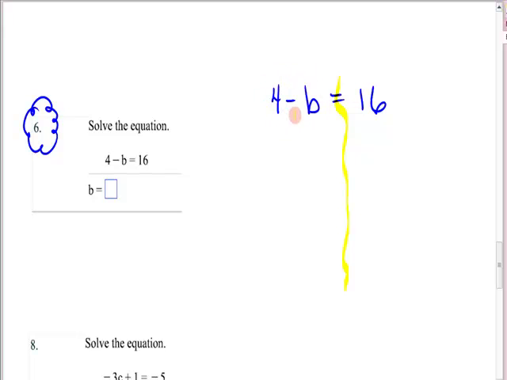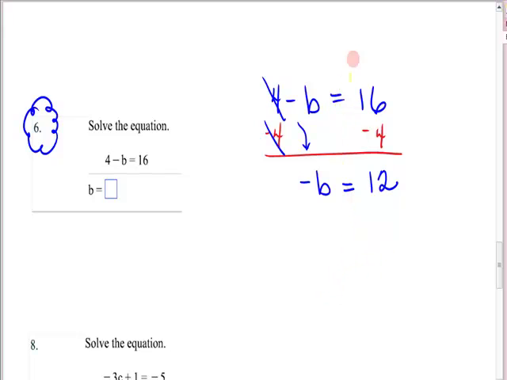Is there a constant number over here to get rid of? Yes, there's a 4. What's the sign of the 4? It's a positive 4. I know there's a minus there, but that belongs to the B. So that's a positive 4. I'm going to subtract 4. Positive 4 and negative 4, those cancel. Now, this is what gets overlooked. That's negative b is equal to 16 minus 4 is 12. The problem is not over yet. It doesn't say b equals, it says negative b equals.